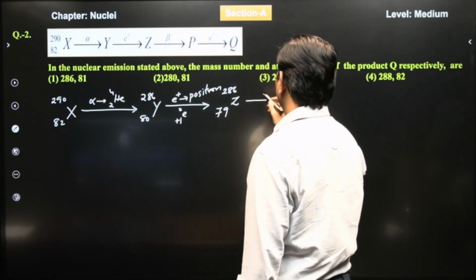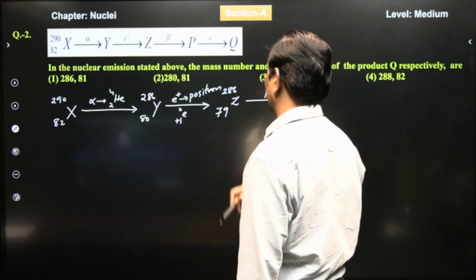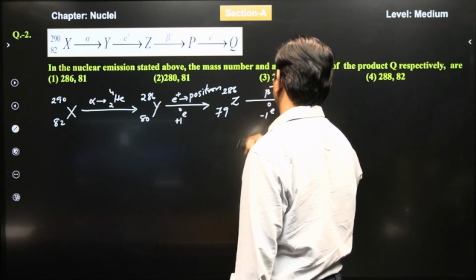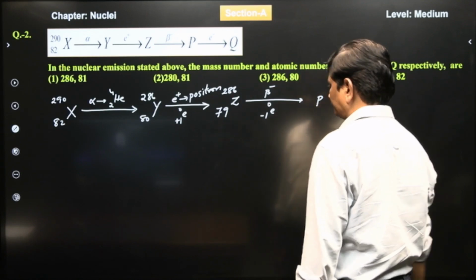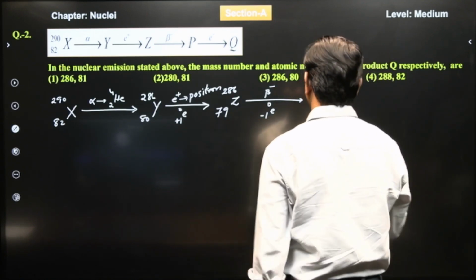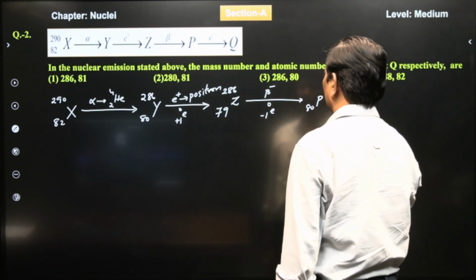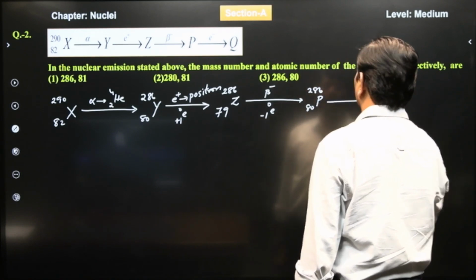Now the Z is emitting beta minus. Beta minus is nothing but electron. Electron has symbol -1 e 0. So when this P is formed, 79 plus 1 means atomic number is increased by 1. Mass number no change, 286.